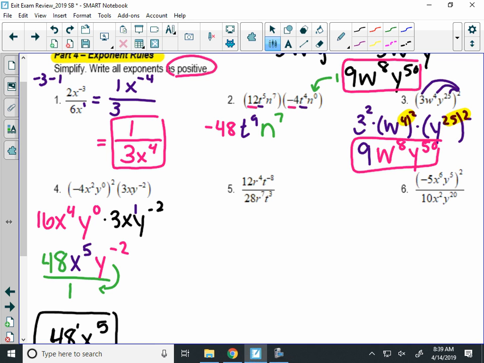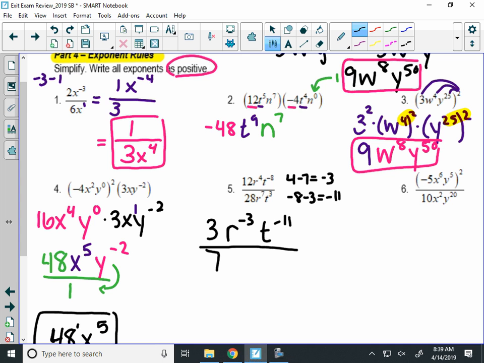Number 5, start the same way. Simplify the numbers by dividing. 12 over 28, well, 4 goes into both of those, so it would be 3 over 7. The r's, I'm going to take 4 minus 7, which is negative 3. I'm going to write that in the numerator to start, and then we'll move everything. And then the t's, well, I have negative 8 minus 3, which is negative 11. So I have t to the negative 11.